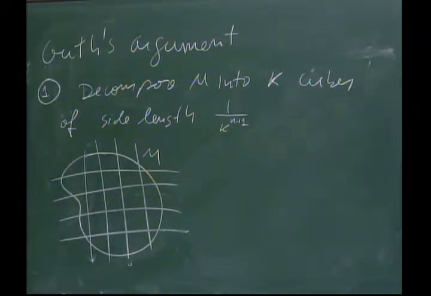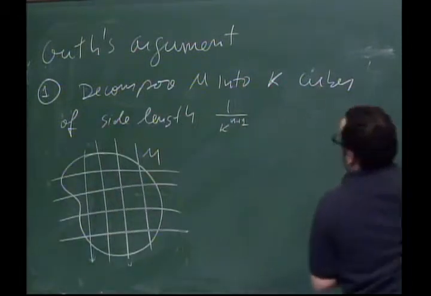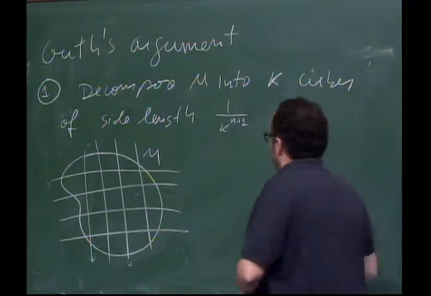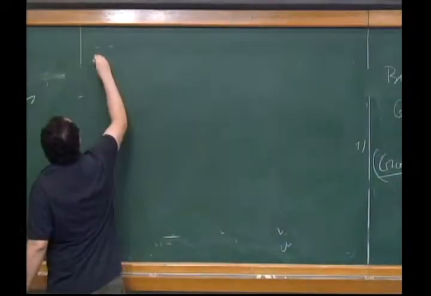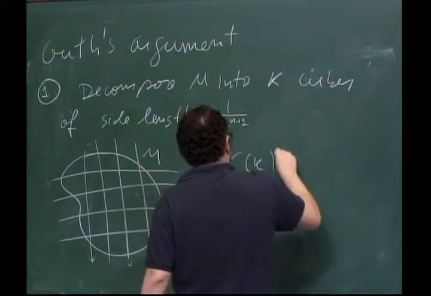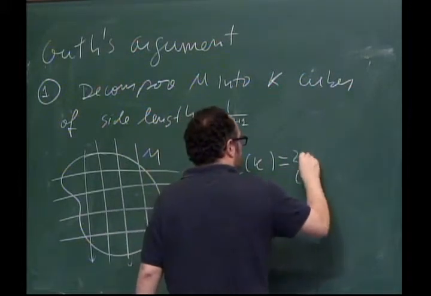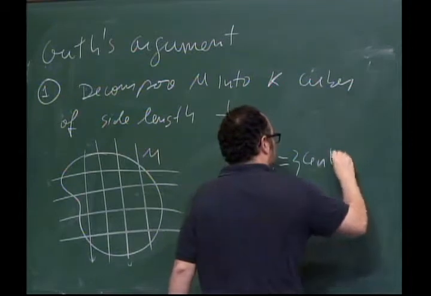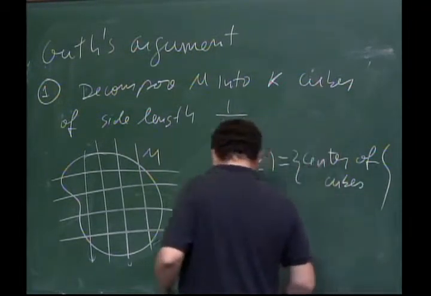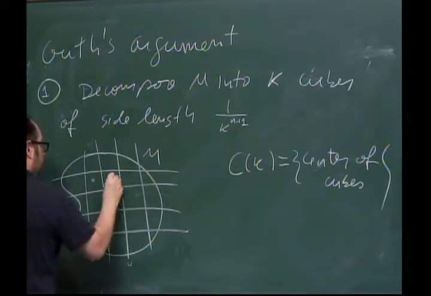Okay. So let's introduce some notation, where it's important to keep track of the center of the cubes. So let me put here C_K, this is the set of the centers of the cubes. So it will be here, here, here, these guys.